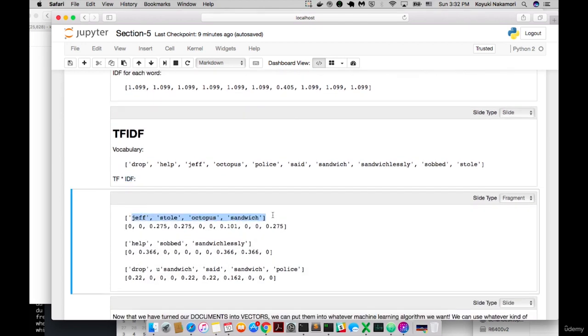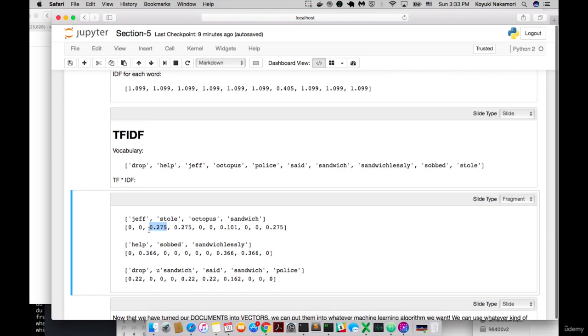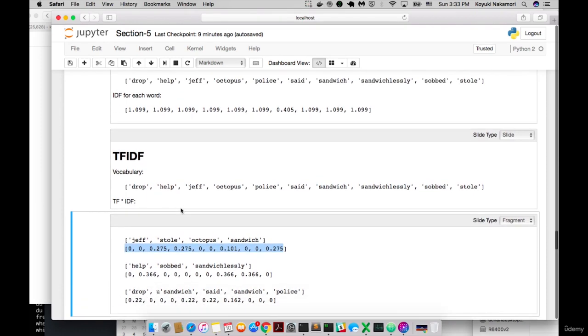So after this vectorization, we can see the first list, the one coming from the first document, will be converted to this vector: 0, 0, 0.275. So compared to what we had from count vectorizer, notice that this number is actually a lot smaller than the one that we had from count vectorizer.